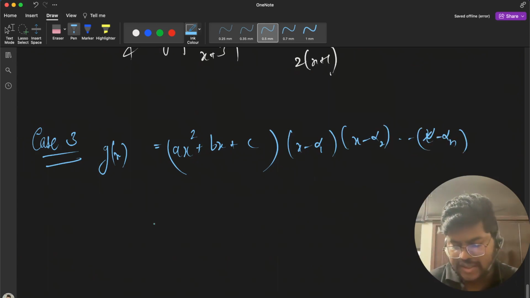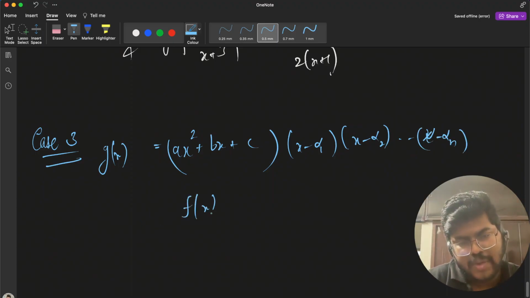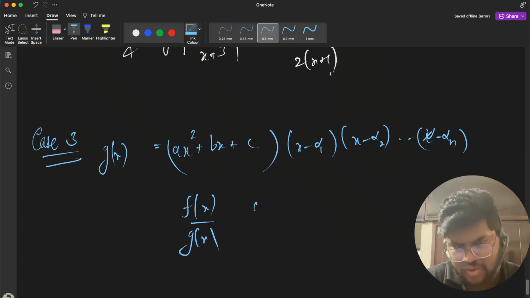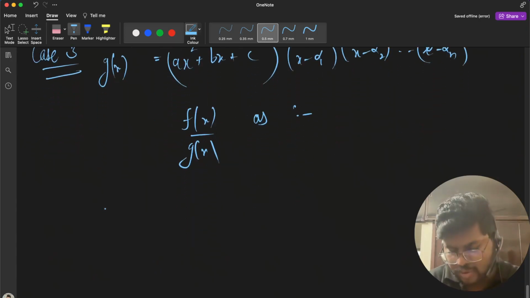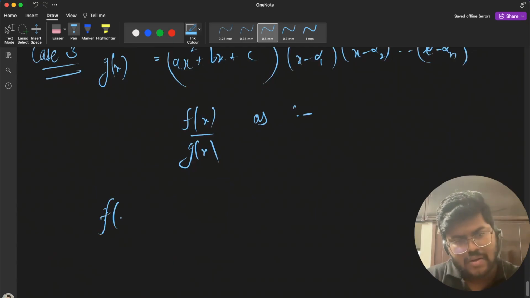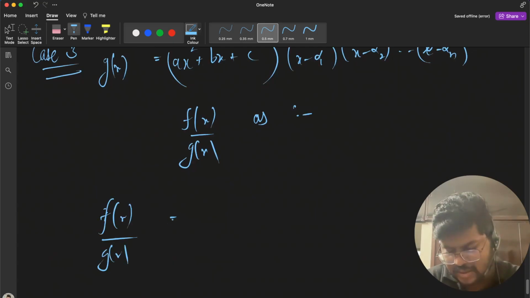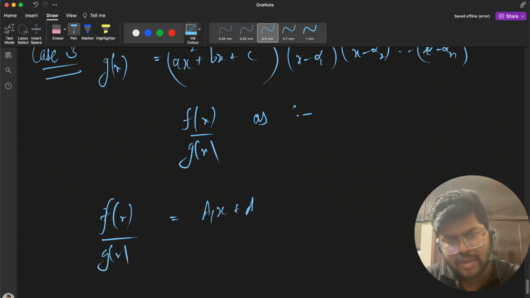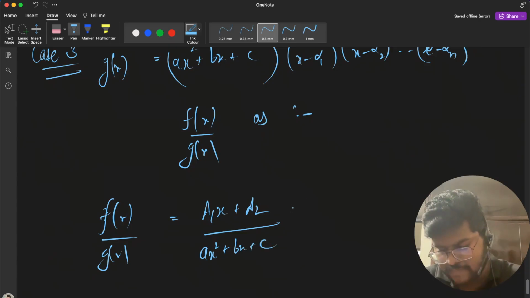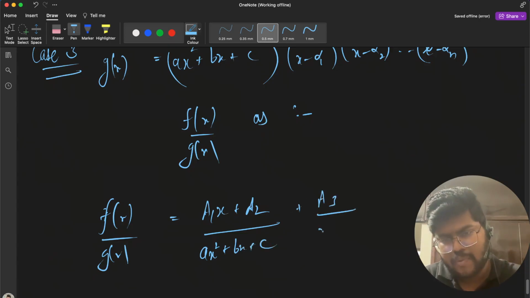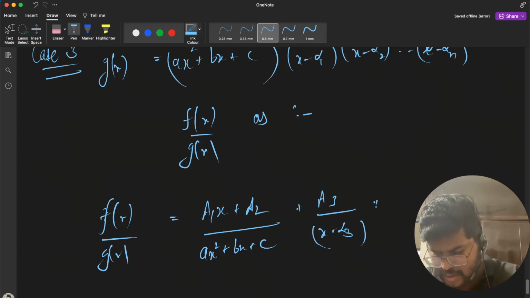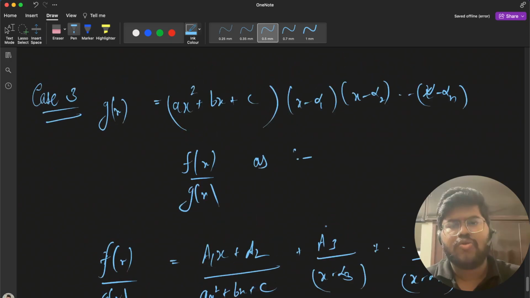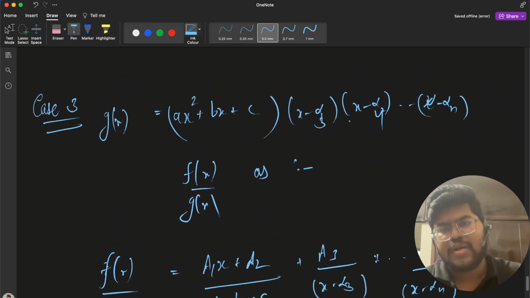So in such a case, what we will do is write f(x) upon g(x) as a1x plus a2 divided by ax square plus bx plus c, plus a3 upon x minus alpha 3, and so on, an upon x minus alpha n. So here make a correction, it is alpha 3 and alpha 4.